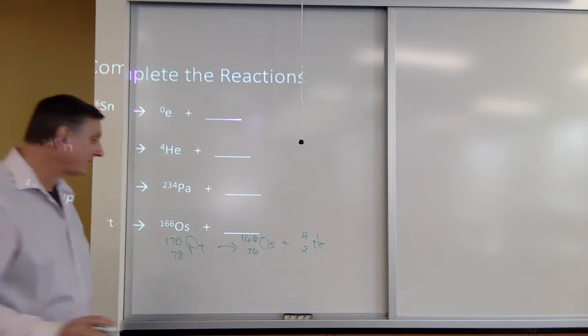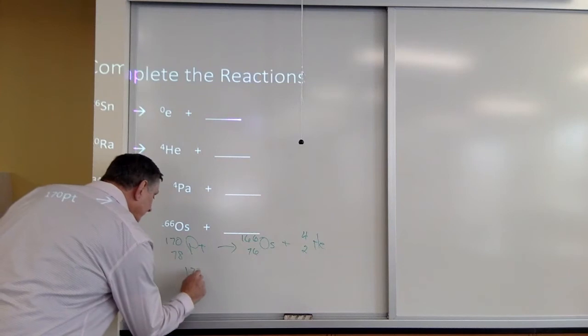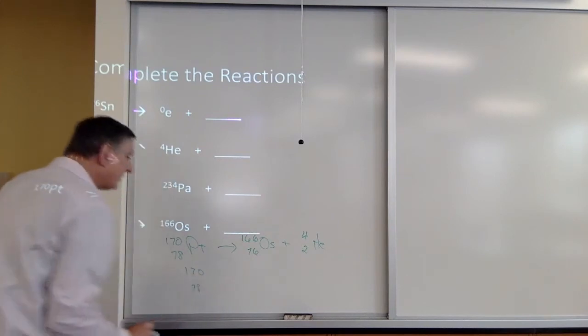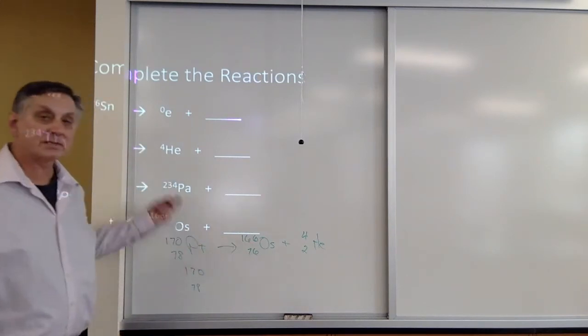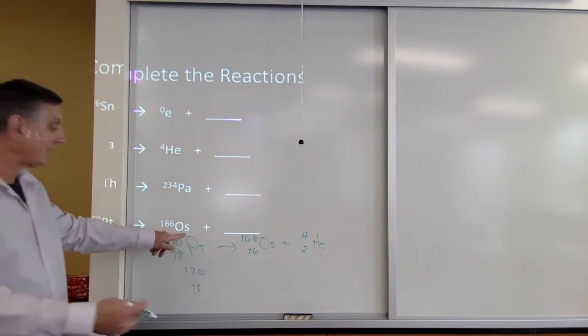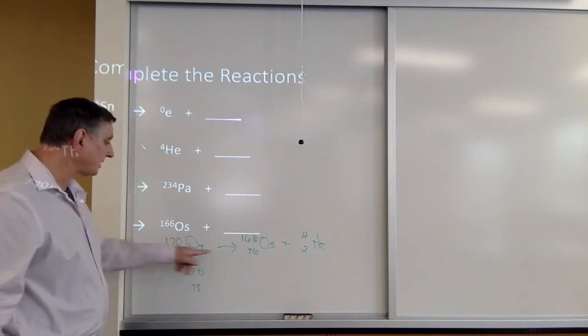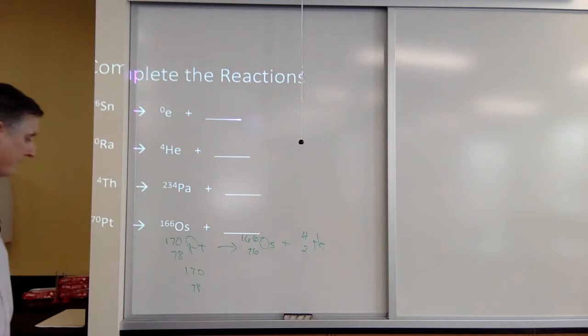Now, what if we had something like this, where we have 170, 78. By the way, you notice how from the element, I just looked up the atomic number in the periodic table. If it's atomic number 78, that's platinum. If it's platinum, it's atomic number 78. These define each other, 76 for osmium.